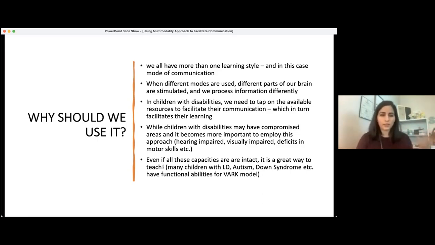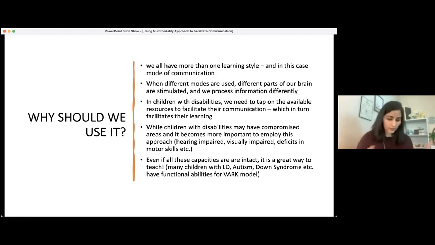If a child can't hear, we have to present something else. If a child cannot speak, we have to give her a different mode of expression. If a child cannot read, we have to make sure we're presenting the message in a way that the child is able to understand and comprehend and retain it.